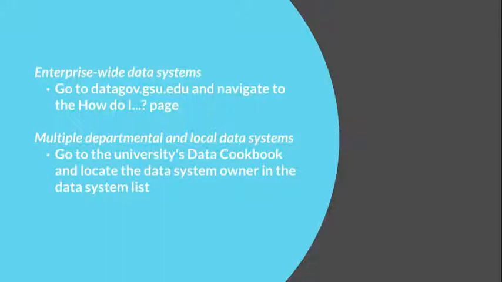For systems that cross multiple departments or are local, you can go to the university's data cookbook and locate the data system owner in the data system list. Again, to ensure your session is secure, establish your VPN connection before accessing the system. Resources will be repeated at the end of this training.